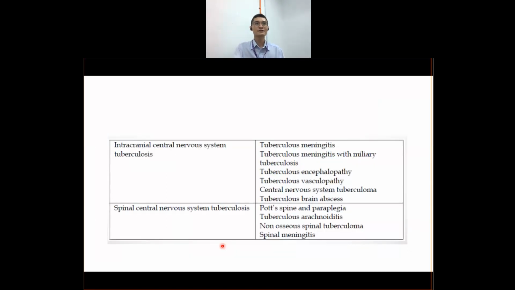All right. Another common organism in our country, Malaysia, is actually tuberculosis. And tuberculosis can mimic a lot of things. It can infect the brain and also the spinal cord.